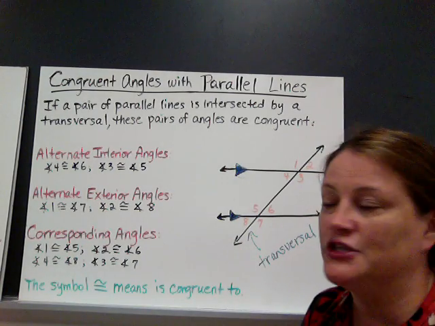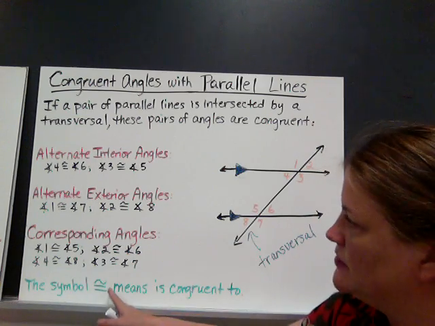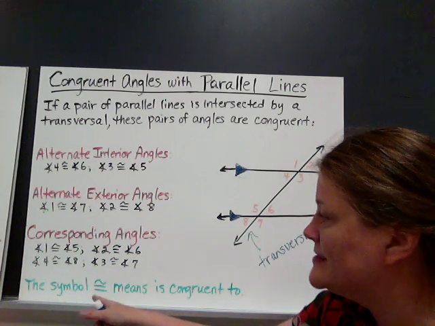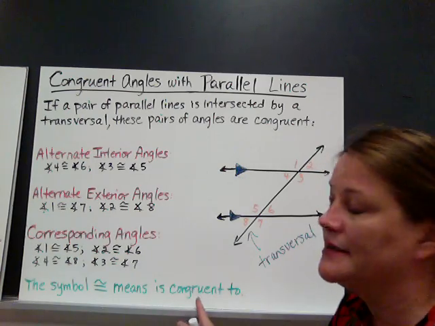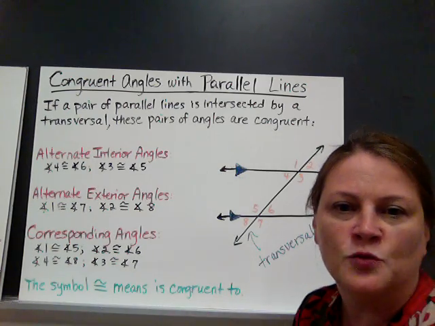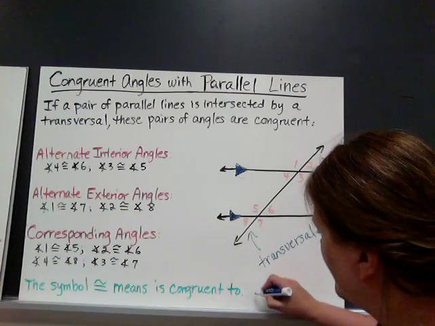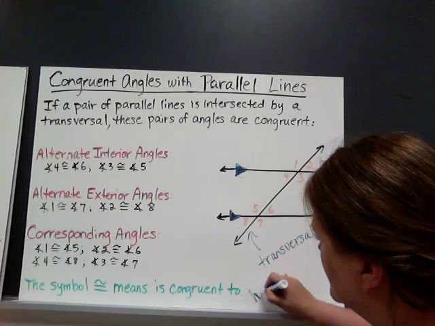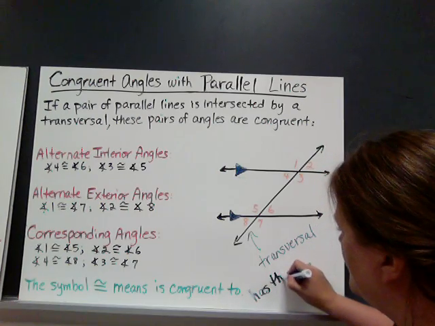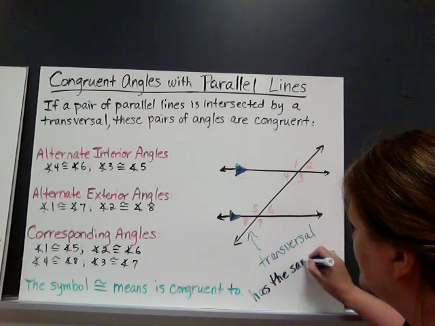One other thing to mention is the equals sign with the tilde basically on top of it. That symbol means is congruent to. And it's worth noting that is congruent to also means has the same measure. So it's angles that are congruent.